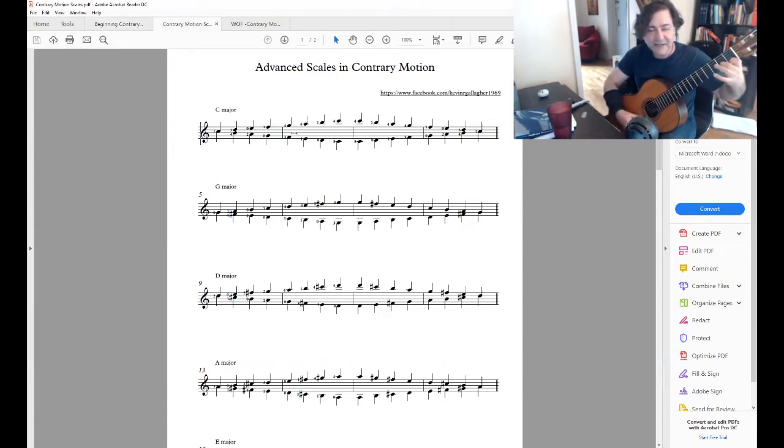Try to keep thinking about the notes, right? G major. Keep ending up on the octave. And D major.